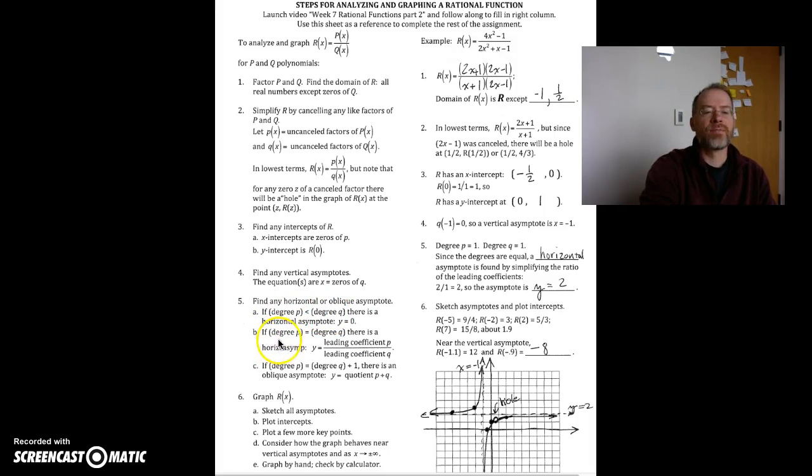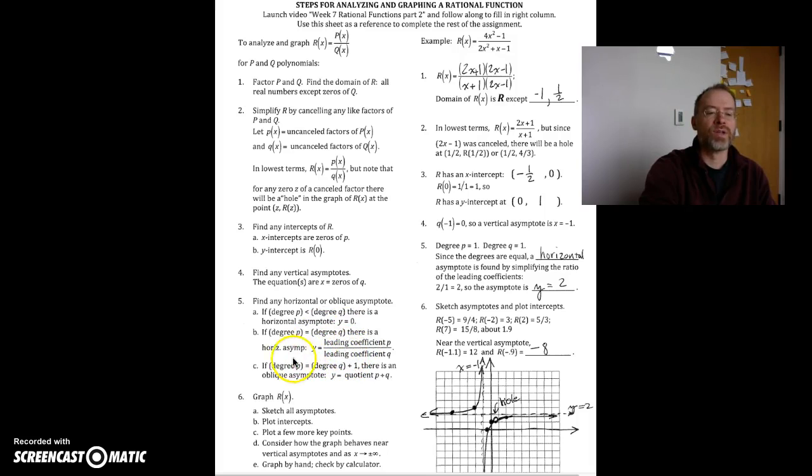Step B, if the degree on the top is the same as the degree on the bottom, if they're equal, then there will be a horizontal asymptote that's found by taking the ratio of the leading coefficients of the polynomials. So basically, the first number you see here over the first number you see here. The leading coefficient of P over the leading coefficient of Q will give you the height of the horizontal asymptote.